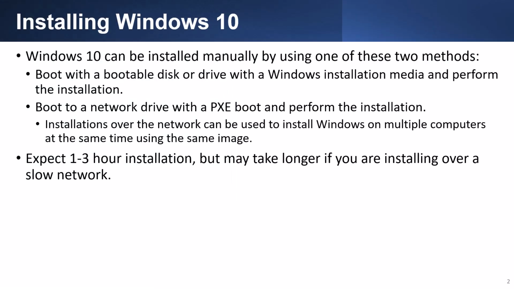Windows 10 can be installed manually by using one of these two methods. Boot with a bootable disk or drive with the Windows installation media and perform the installation, or boot to a network drive with a PXE boot and perform the installation. Installations over the network can be used to install Windows on multiple computers at the same time using the same image. Expect 1 to 3 hours for installation, but it may take longer if you're installing over a slow network.